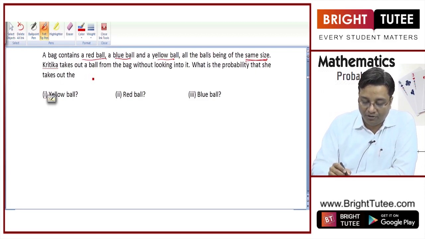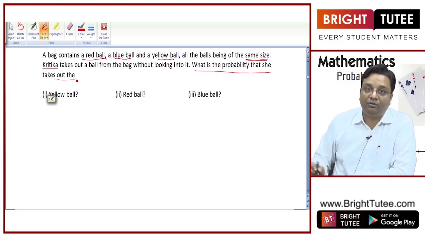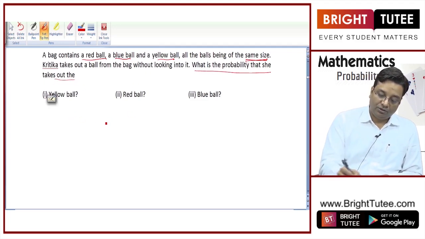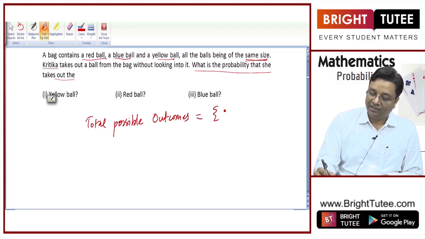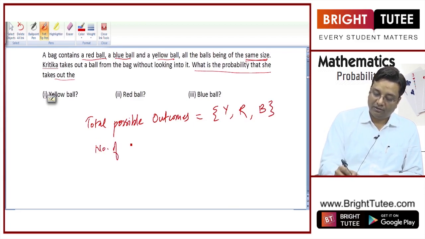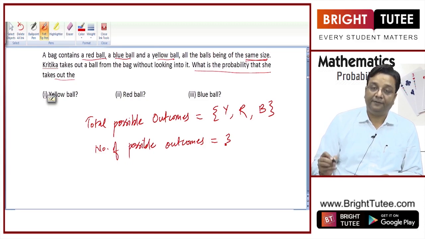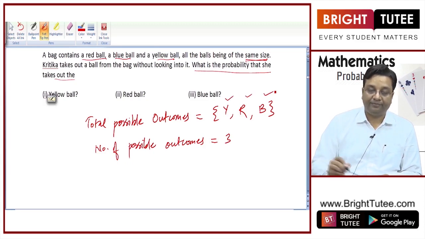Kritika takes out a ball from the bag without looking into it. What is the probability that she takes out the yellow ball? So, total possible outcomes can be outlined like this: either you will get a yellow ball, red ball or blue ball. So, the number of possible outcomes is 3, right? 1, 2, 3.